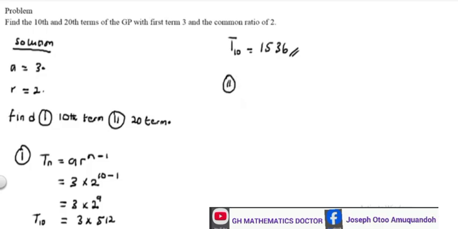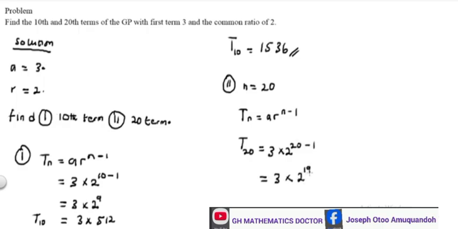Let's solve for the 20th term. The n is going to be 20 as usual. So T of n is equal to a r exponent n minus 1. We know our a, right? So T of 20 is equal to 3 times 2 exponent 20 minus 1. So you simplify further, 3 times 2 exponent 19.